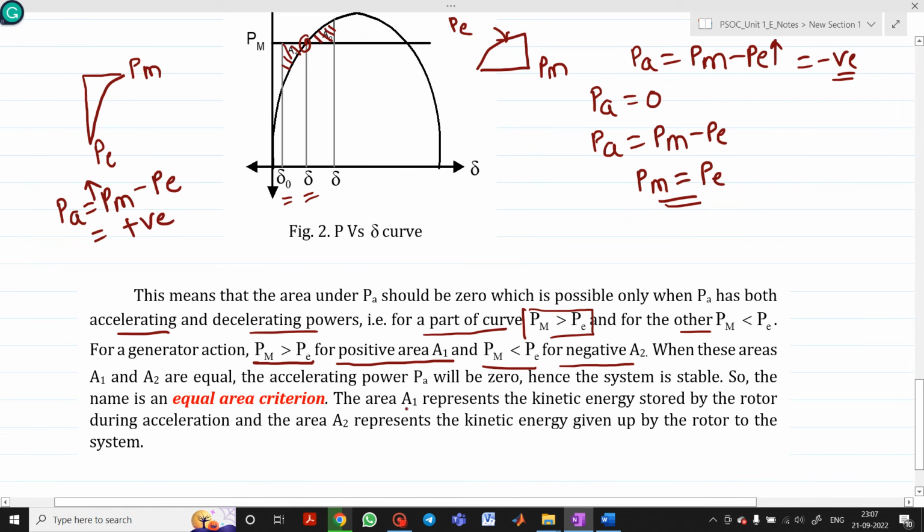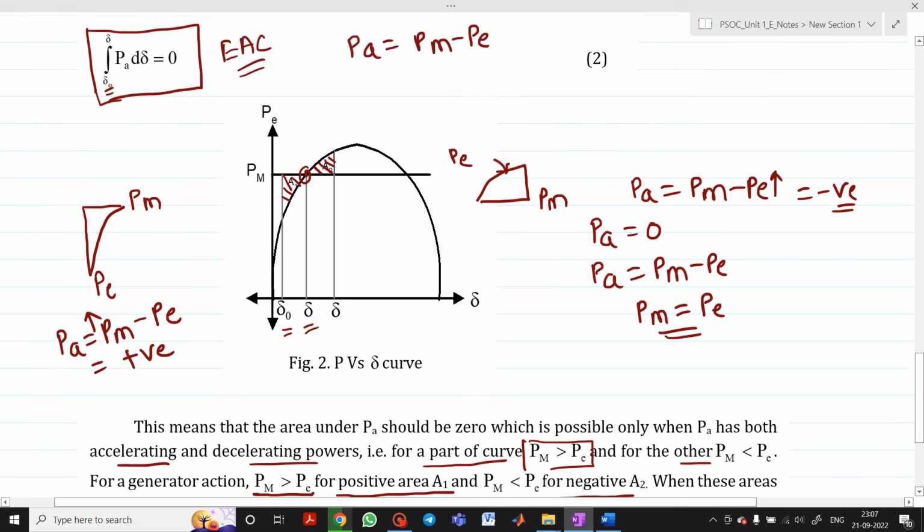What does this area A1 represent? It represents the kinetic energy stored by the rotor during acceleration, whereas this area A2 represents the kinetic energy which is given up by the rotor to the system. So this is the equal area criteria.